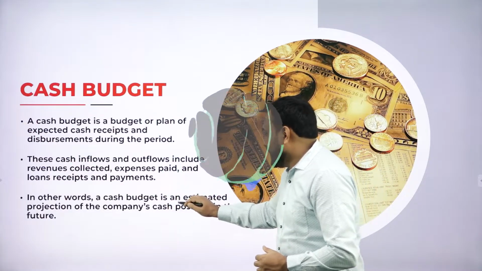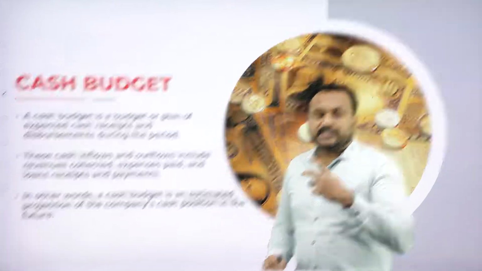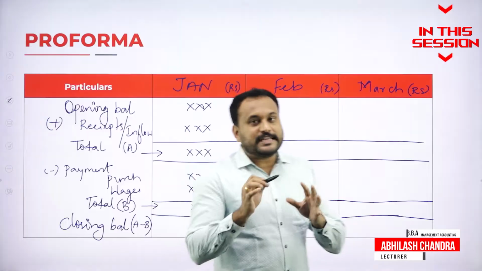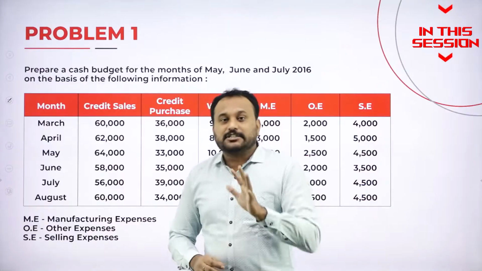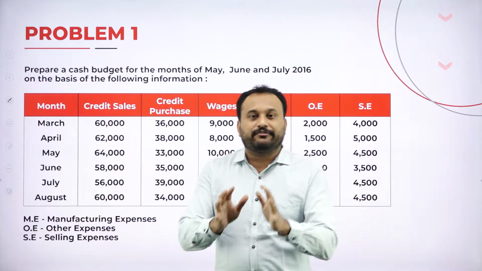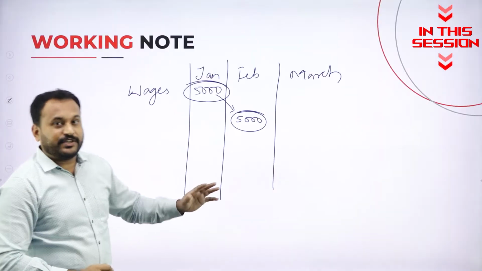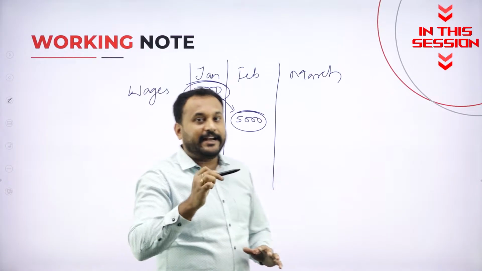Cash budget is an estimated projection. The closing balance of January will become the opening balance of February. Cash budget is a sure 15 marks question. Whatever the question it is, you are supposed to see the additional information.